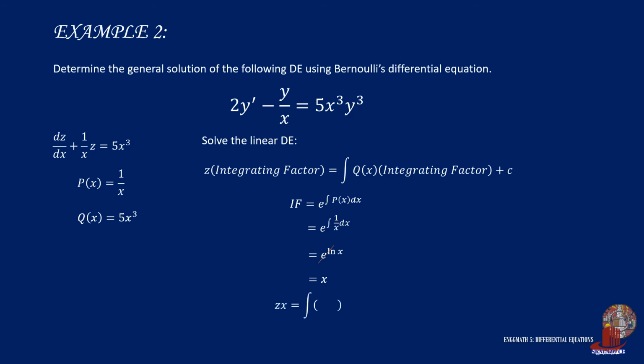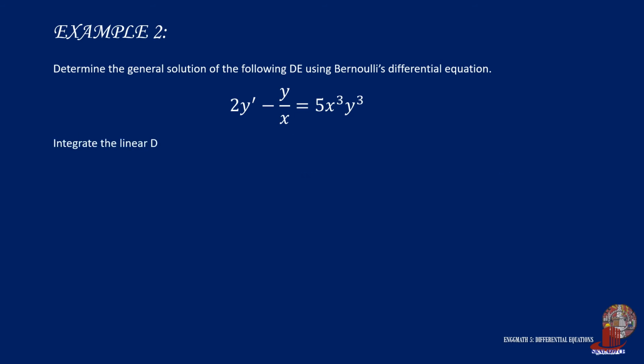Plug this integrating factor into the formula to have zx is equal to the integral of 5x cubed times x plus c, which is simplified as z times x is equal to the integral of 5x to the fourth power plus c. So integrate 5x to the fourth power, where we get 5 times x raised to 5 all over 5, canceling out 5, so we arrive at z times x is equal to x raised to the fifth power plus c.